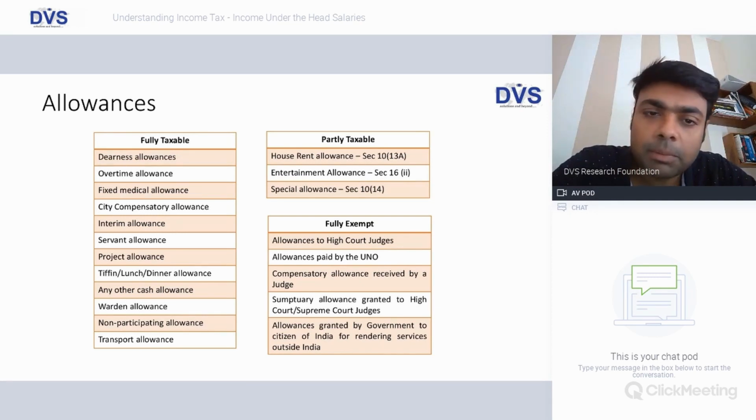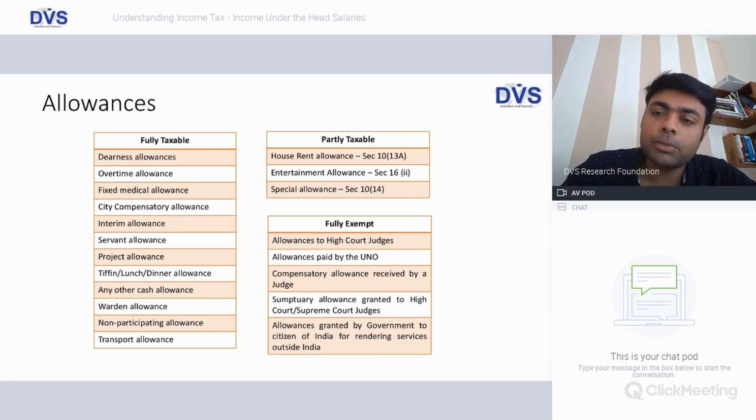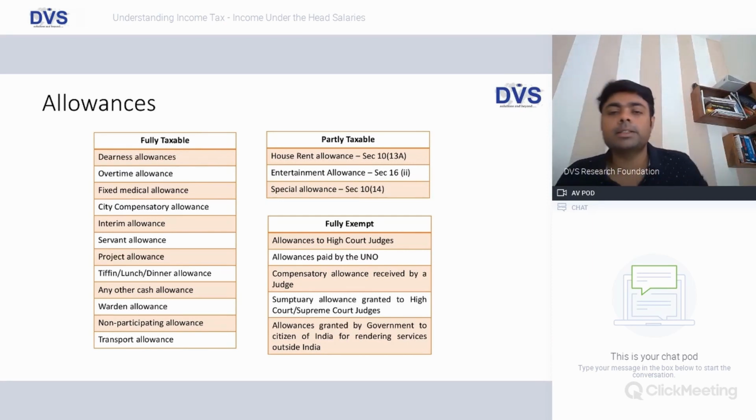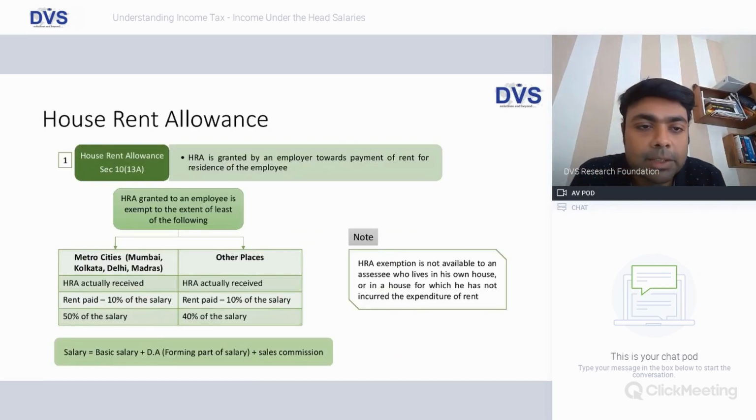Then we look at what are the partly taxable allowances. So now this is where we need to use some levels of application. House rent allowance is partially taxable 10(13A). Entertainment allowance is partially taxable. We had those three classes. Special allowance under section 10(14), that in turn has a list of allowances. Some of them are exempt to some certain limit and they are taxable beyond that particular limit. Let's now focus our attention on partially taxable allowances.